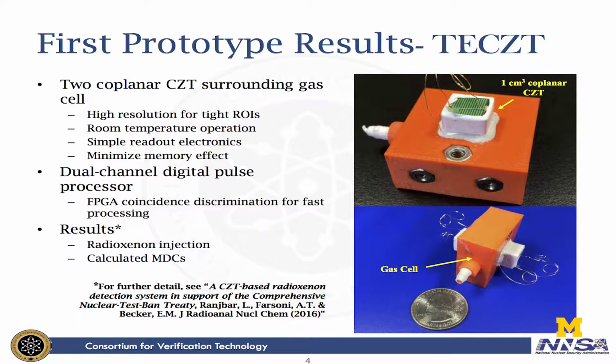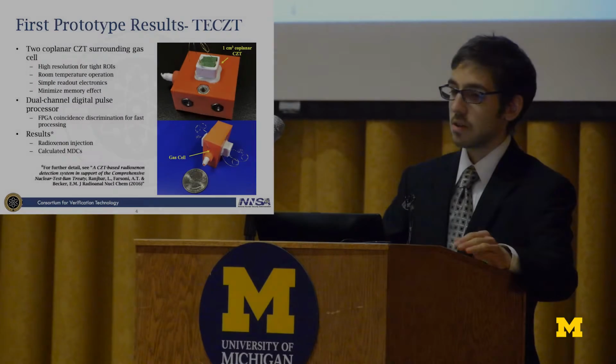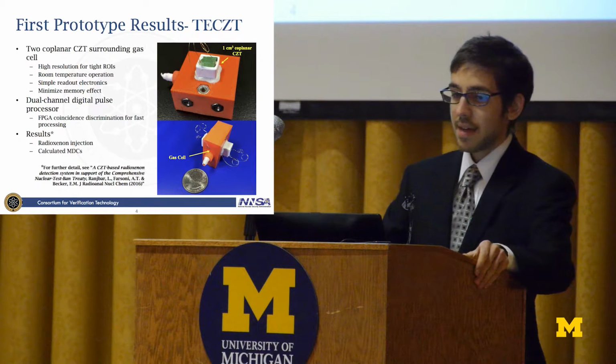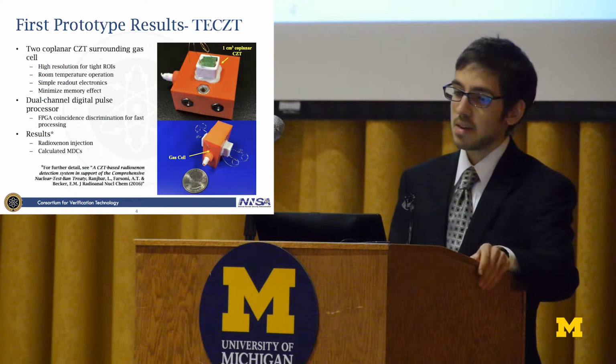So just some results from our original prototype, the TE-CZT. We used two coplanar CZTs surrounding a single gas cell. Again, we used CZT because it's got high resolution. We want those tight ROIs. It's got room temperature operation. We chose coplanar over something like pixelated because it uses simple readout electronics. And then we chose CZT because it minimizes memory effect.